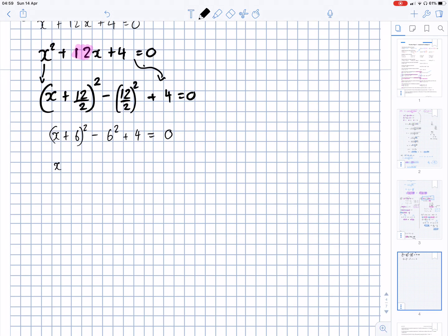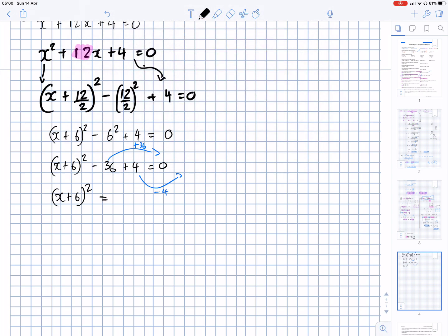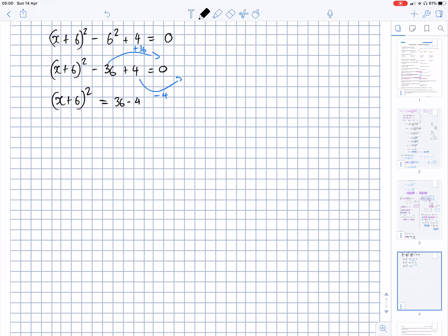So x plus 6 squared minus 36 plus 4 equals 0. The minus 36 will move over, become plus 36. The 4 moves over, becomes minus 4. So what we get is that x plus 6 squared is equal to 36 minus 4, which means x plus 6 squared equals 32.